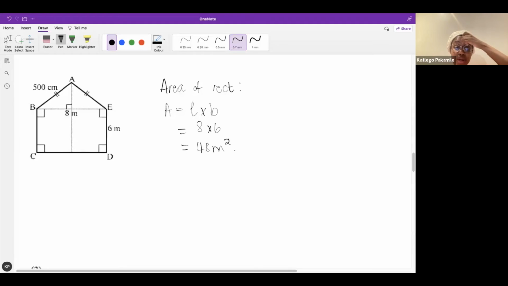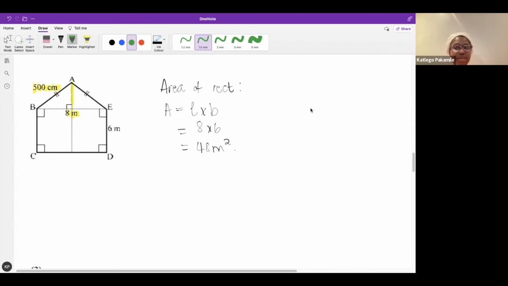Now we need the area of the triangle. We have the base. Do we have our perpendicular height? Nope. How are we gonna get it? Pythagoras. Nice. Now we have a problem here, guys. We have 500 centimeters here and 8 meters. What's my problem?